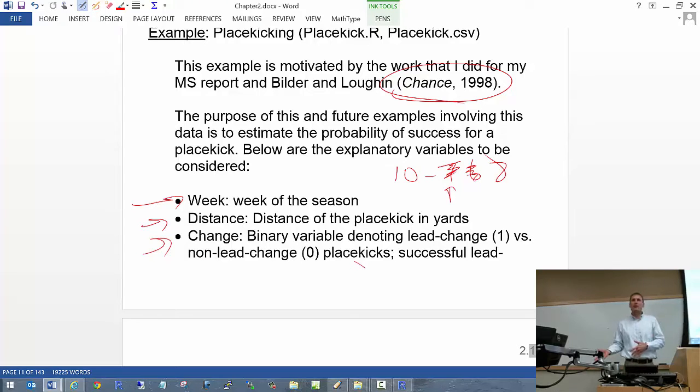So why do you think I'm looking at change? What do you think that's maybe trying to measure? Pressure, exactly. Now, how do you measure pressure? Do you go out and ask the place kicker, do you feel pressure or not? Well, you can't do that. So that's what I'm using in place.